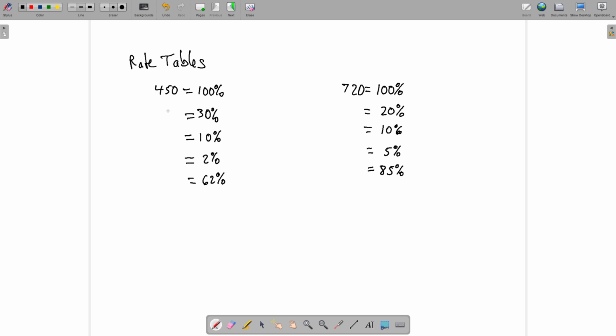Start with some rate table practice. If 450 is 100%, how much is 30%?